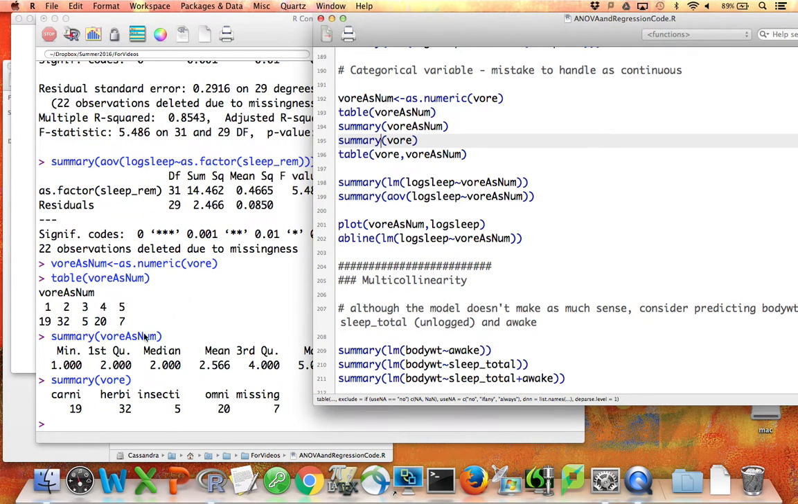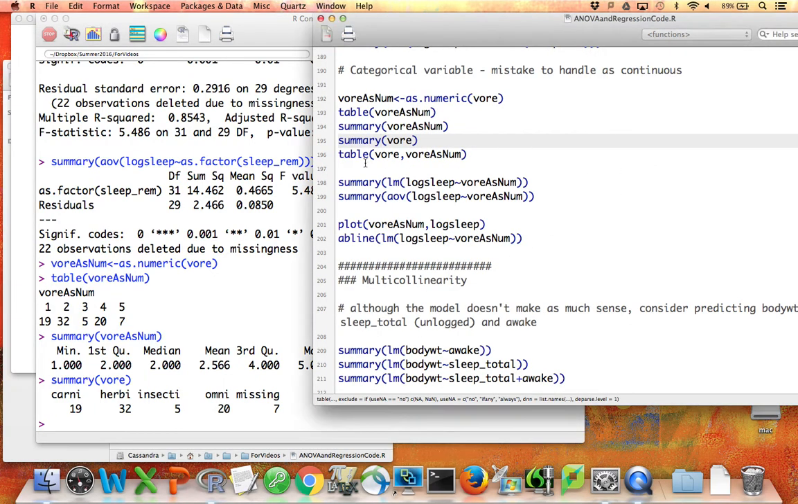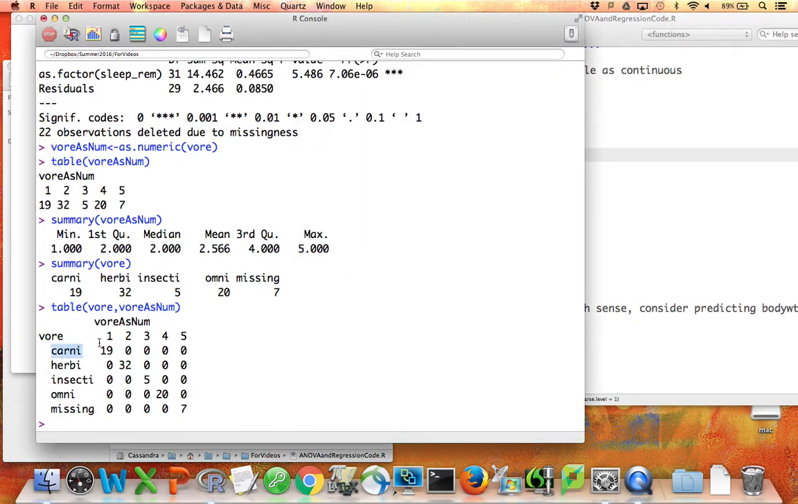Right, so if I summarize the original vore variable, this is what it should look like. It's a categorical variable. It doesn't make sense to take the average of labels that I might put in these numbers. We can just do a check that we did this correctly. In other words, we do indeed have 5 different numbers that correspond to the 5 different possible labels.